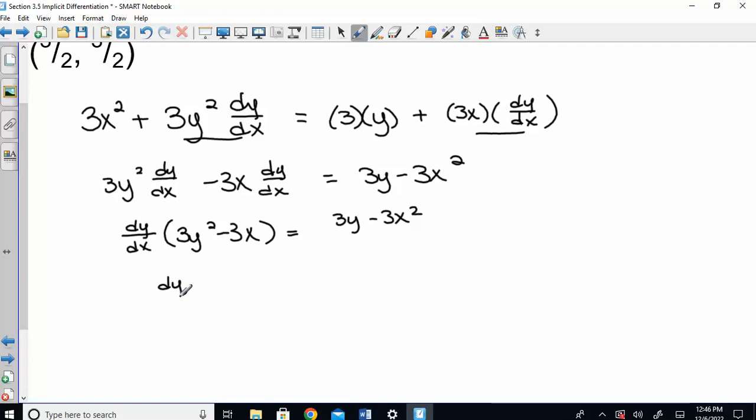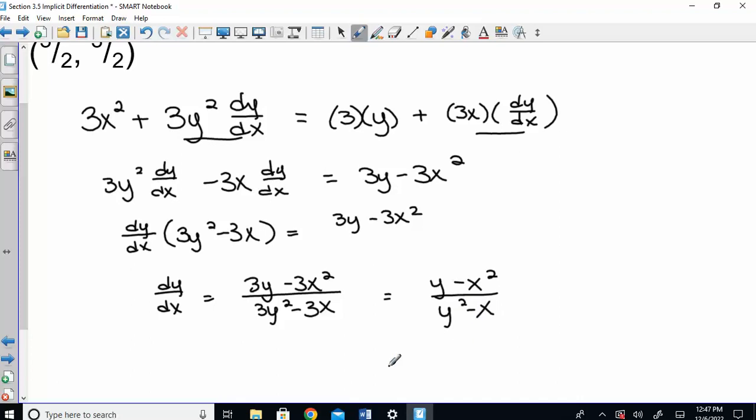So then to get dy dx by itself, we can divide. Anything we can do to reduce that? Yeah, let's divide 3 out of everything. So my derivative is y minus x squared over y squared minus x.